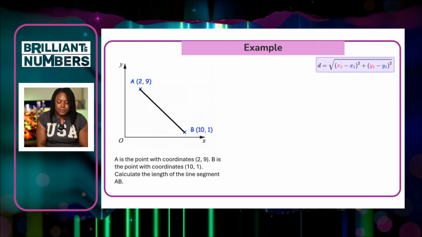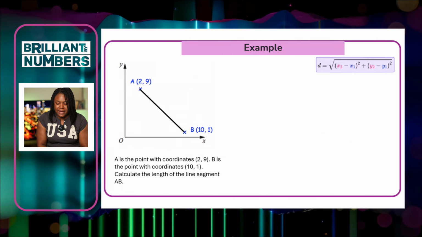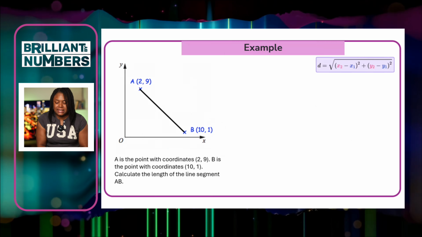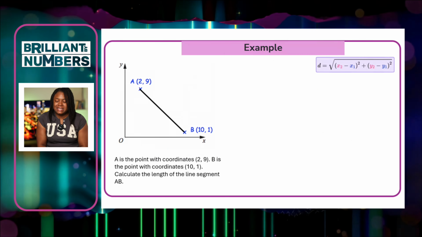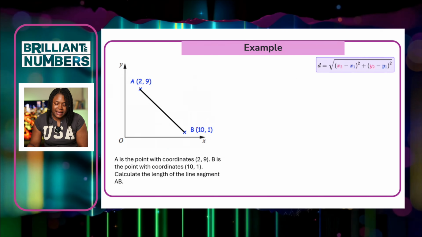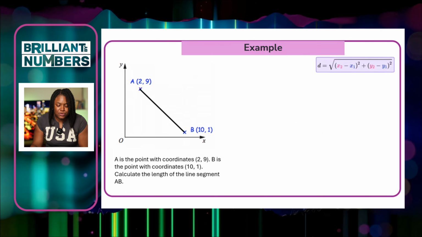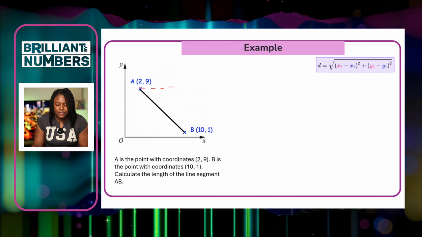We're told that A is the point with coordinates 2, 9. B is the point with coordinates 10, 1. We're asked to calculate the length of the line segment AB. So again, we're just going to write the coordinates. I'm just going to visualize for you first of all the triangle.